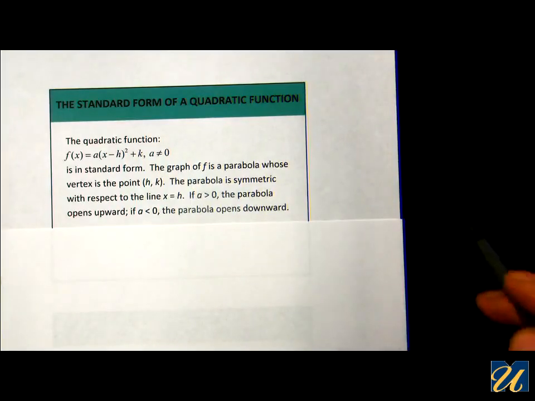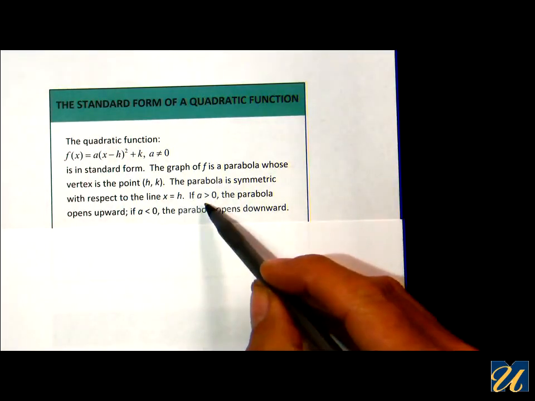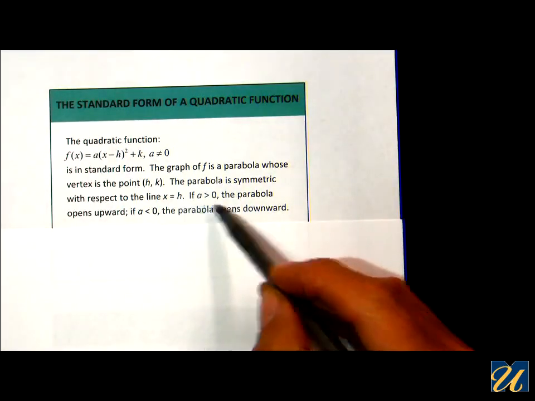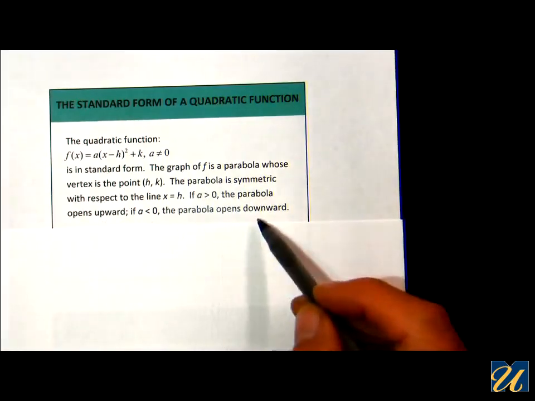The graph of the function is a parabola whose vertex is at the point (h, k). The parabola is symmetric with respect to the line x equals h. I'll draw you a picture in just a moment. The a value determines the shape of the parabola. If a is positive, the parabola opens upward, and if a is negative, the parabola opens downward.